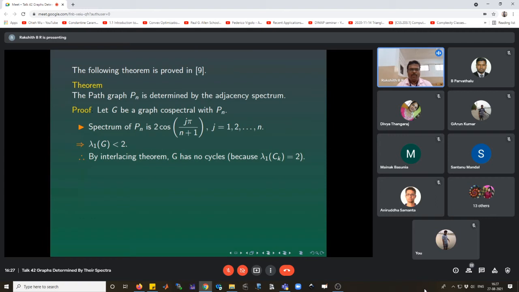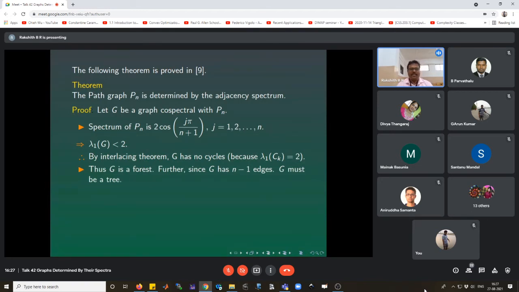So if G happens to be a forest, since Pn consists of n minus 1 edges and G is co-spectral with Pn, it follows that G also must have n minus 1 edges, because the number of edges is determined by the adjacency spectrum. So if G is a forest, then definitely the number of edges in G is strictly less than n minus 1. So therefore G has to be a tree.